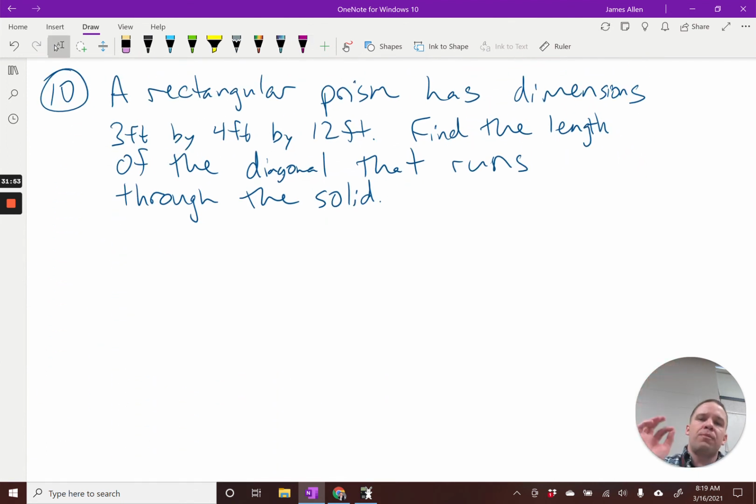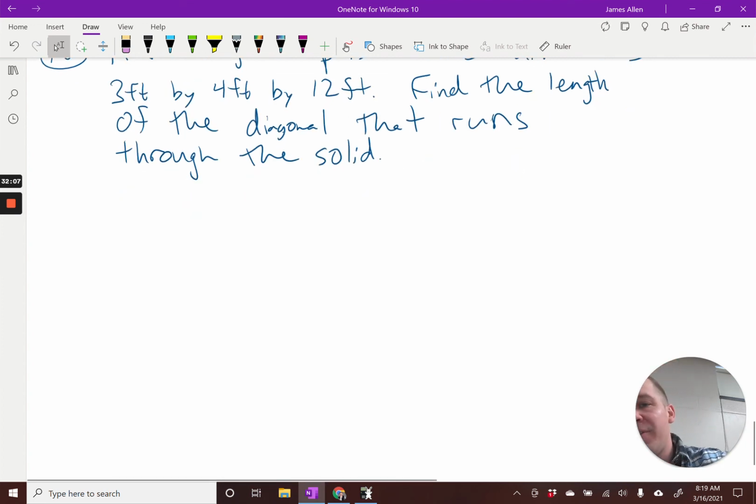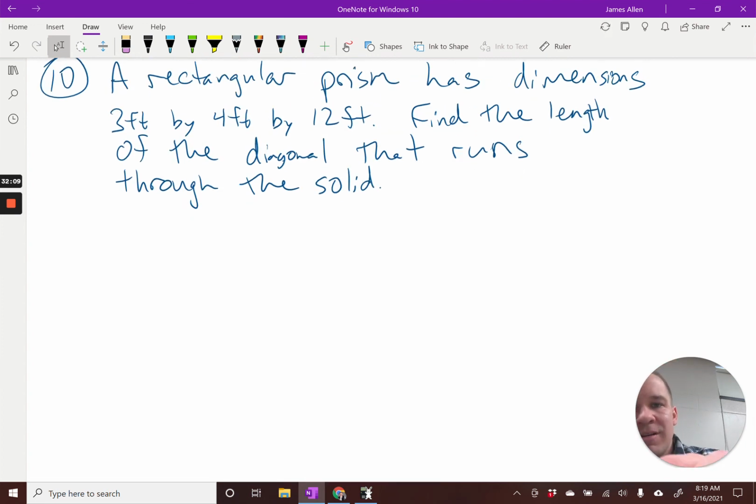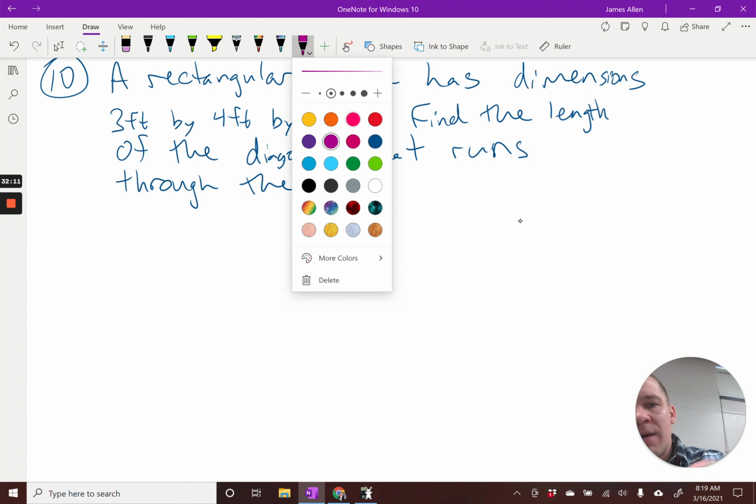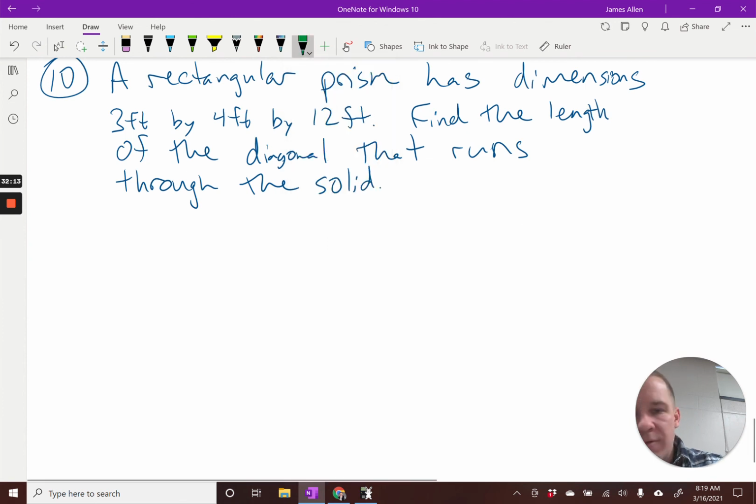Last one. A rectangular prism has dimensions 3 feet by 4 feet by 12 feet. Find the length of the diagonal that runs through the solid. Perhaps I should draw a rectangular prism. I know I just grabbed one before, but now I feel like I've been challenged here. I'm going to go with green, my favorite color, for this last problem. All right. Are we ready?